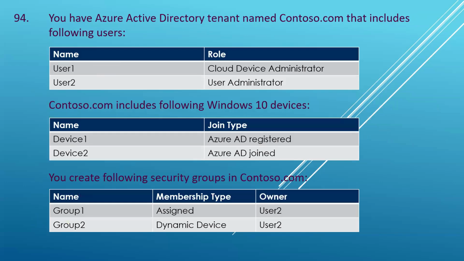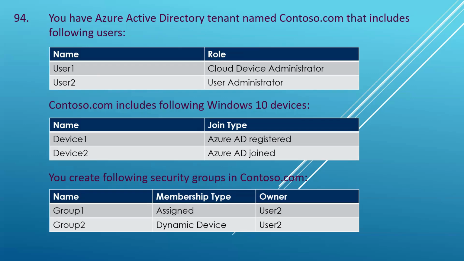Question number 94 of the series. You have an Azure Active Directory tenant named contoso.com that includes the following users. The users are User1 and User2, and their roles are cloud device administrator and user administrator. Contoso.com includes the following Windows 10 devices. Device1 is Azure AD registered and Device2 is Azure AD joined.